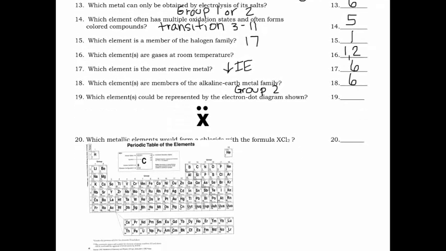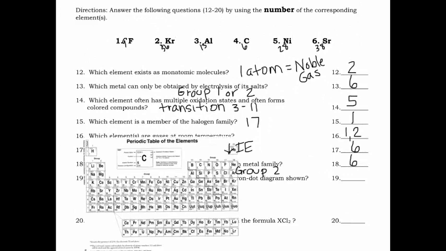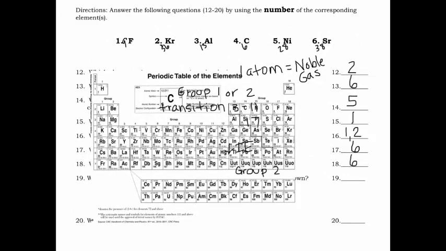Number 19, which element could be represented by the electron dot diagram shown? It has 2 valence electrons, so we need to look at all of our elements on our list and see which ones have 2 for a valence number. Fluorine has a 7, krypton has an 8, aluminum has a 3, carbon has 4, nickel has 2, so that's definitely going to be one of our answers. And then strontium, which is in group 2, also has a 2. So there's actually 2 answers for that one.